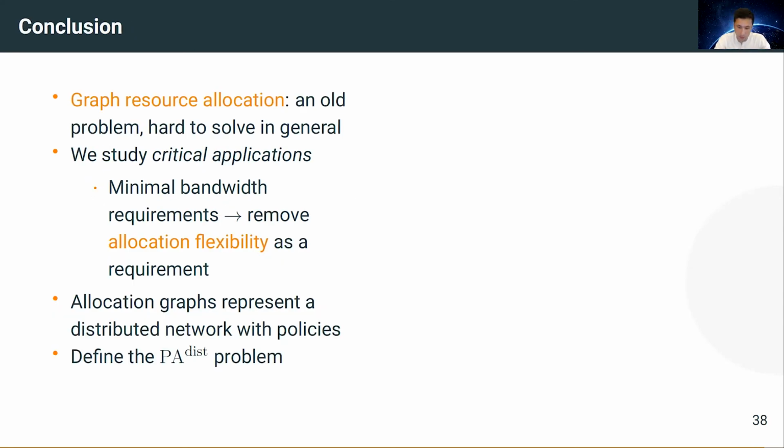In conclusion, in our paper, we propose a new take on an old and hard problem, which is the graph resource allocation problem. And our new idea is to study it for critical applications, which have very minimal bandwidth requirements. These minimal bandwidth requirements remove the need for allocation flexibility and enable us to have the network establish these allocations rather than the endpoints. Then we define the allocation graphs, which represent a distributed network with policies or preferences given by allocation matrices. And finally, with these elements combined, we define the distributed path allocation problem.